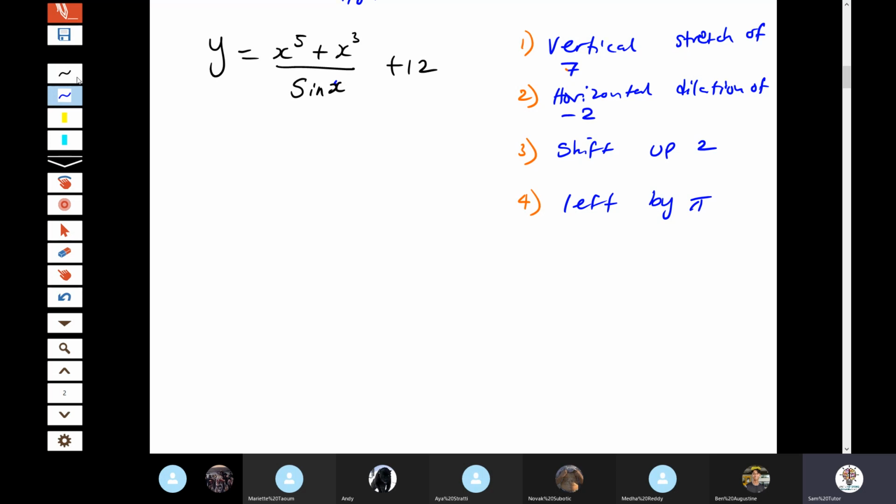All right, vertical stretch. What does a vertical stretch do? That changes my x's to 7x. Do we agree with that? So all my x's become 7x. Does that change sine as well? Yes, all my x's become 7x. So sine becomes sine 7x. You get why? Because all the x's are changing to 7x.